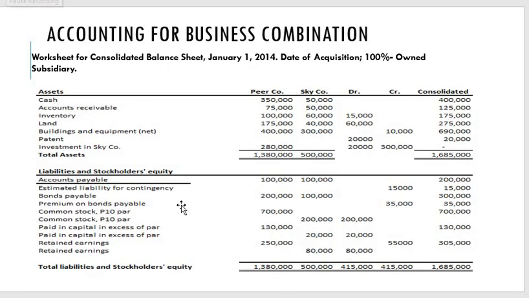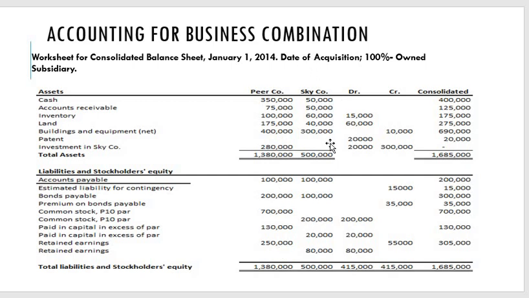So after the recording of the acquisition, these are the records. You've debited investment in Sky Company at 280,000, and the effect will be a credit to common stock and additional paid-in capital. So this is the separate FS of Peer, as well as the book value of Sky, or the separate FS of Sky.